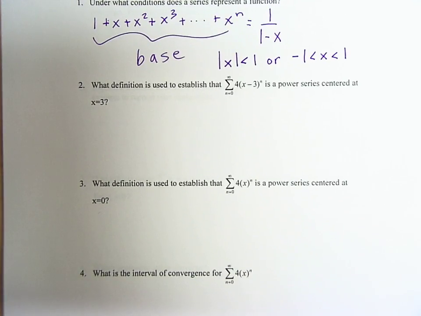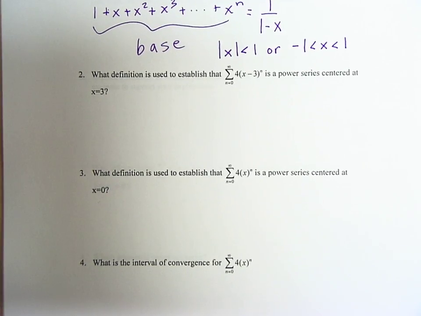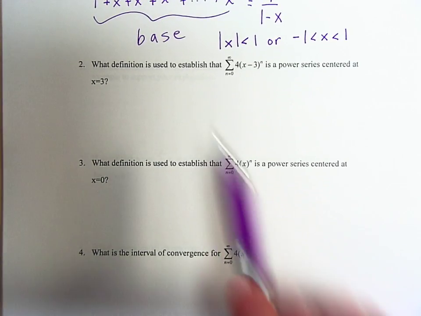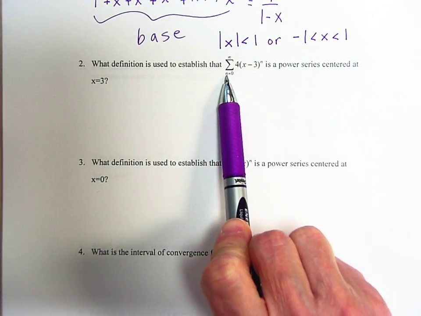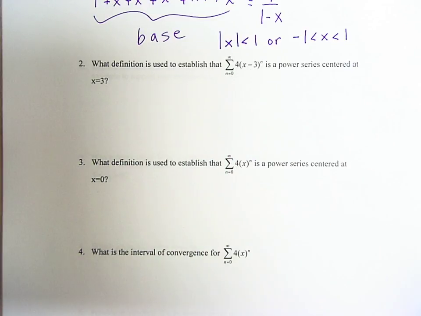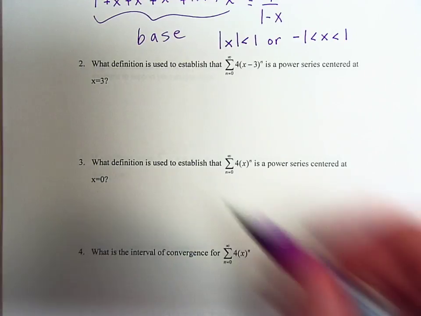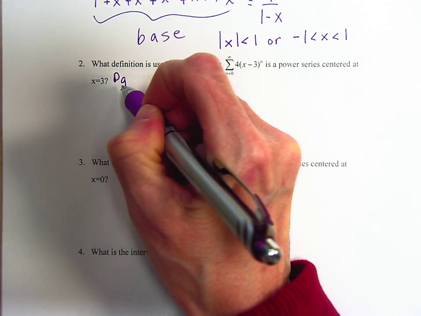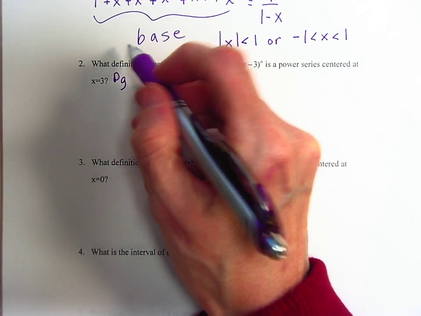So moving on to question number 2, what definition is used to establish that the summation of 4x minus 3 to the n is a power series centered at x equals 3? Well, that is something that we find in your notes, or in your book actually, on page 362.